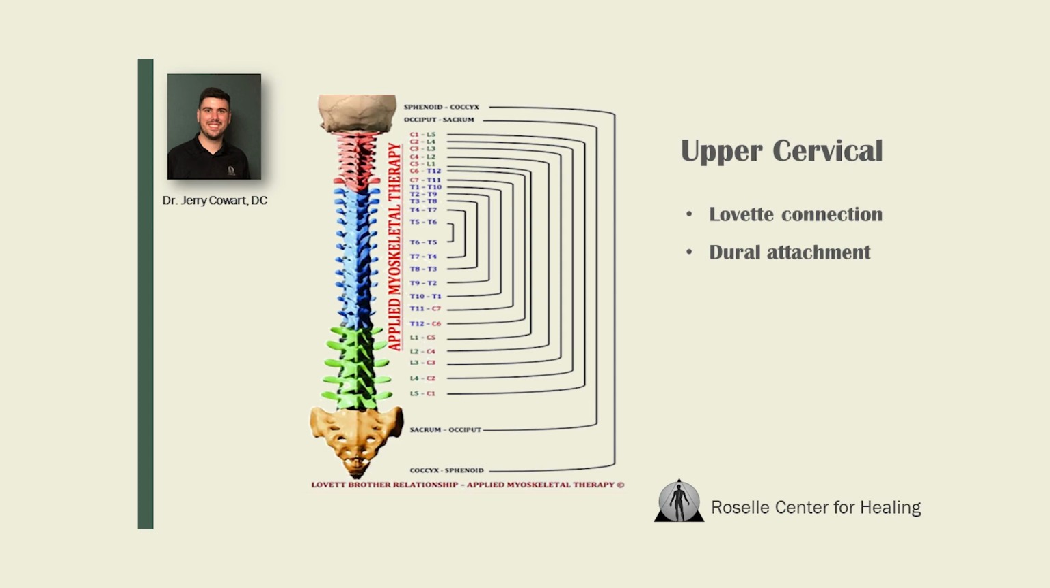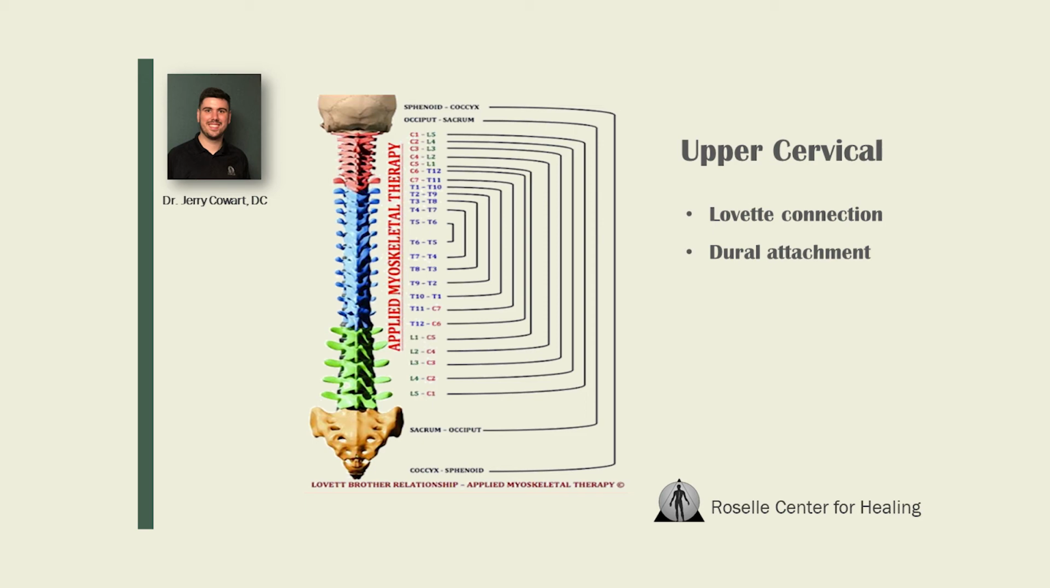So the first of these other quote-unquote conditions dealing with sciatica is upper cervical involvement, upper neck involvement. So there's two main reasons why the upper cervical can be involved with sciatic pain.